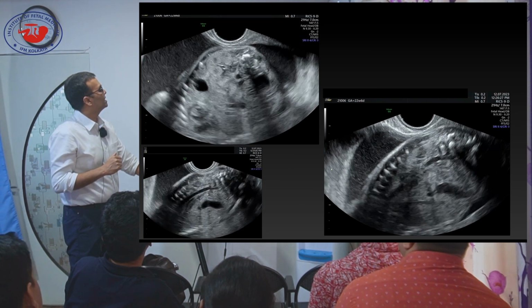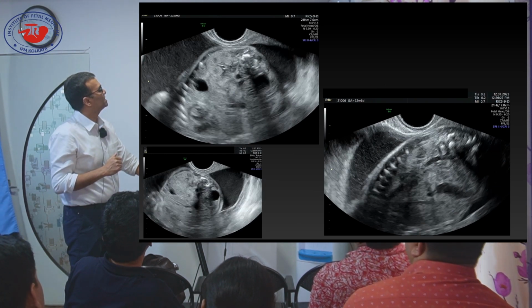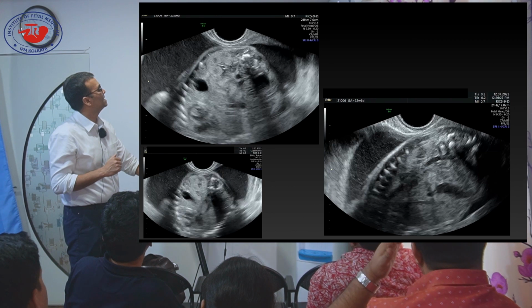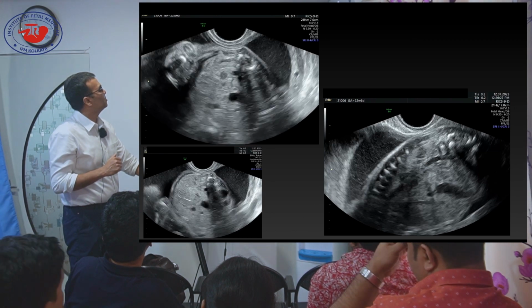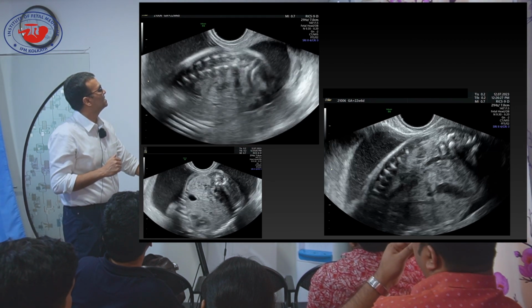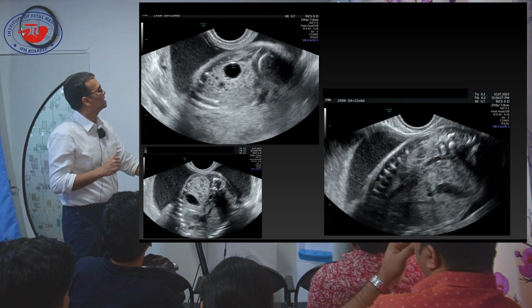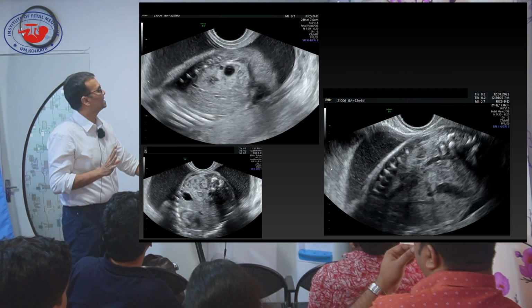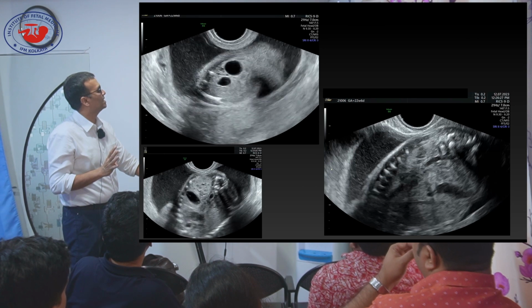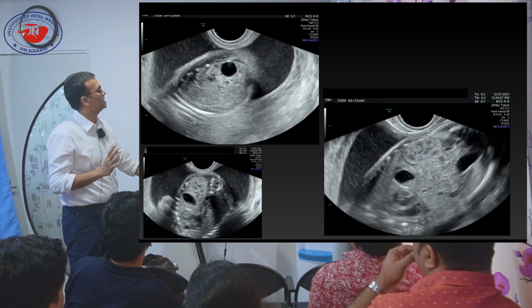Now look at this case, 22 weeks 6 days. What do you see? Again there are multiple cysts. Are they communicating, non-communicating? Non-communicating? Fine.